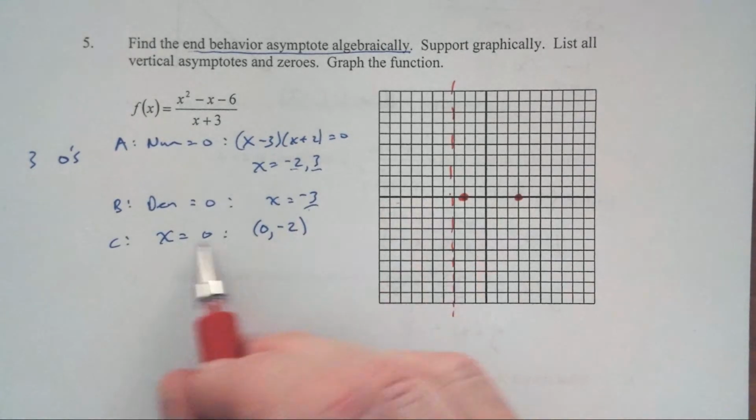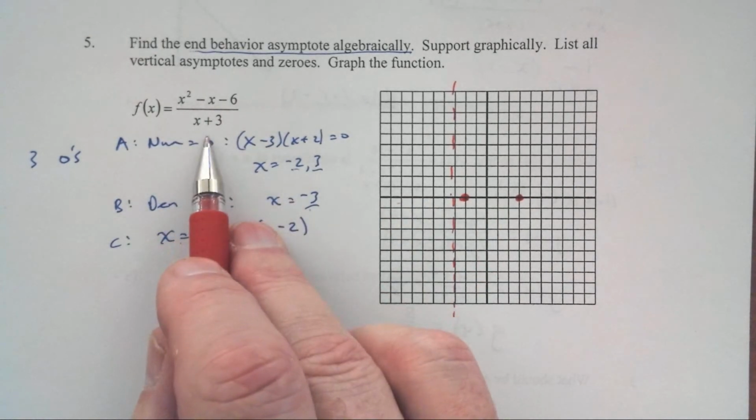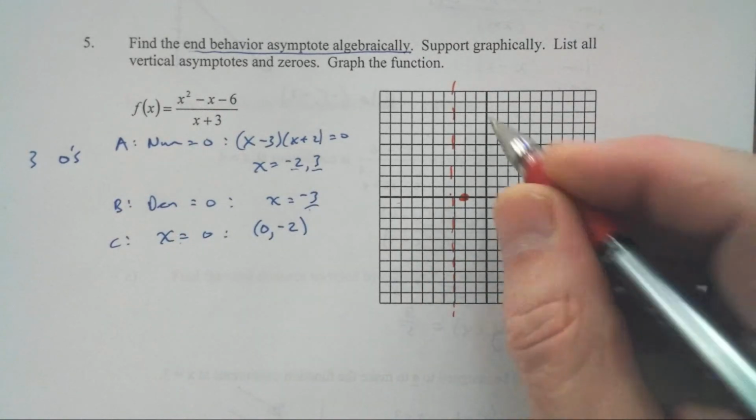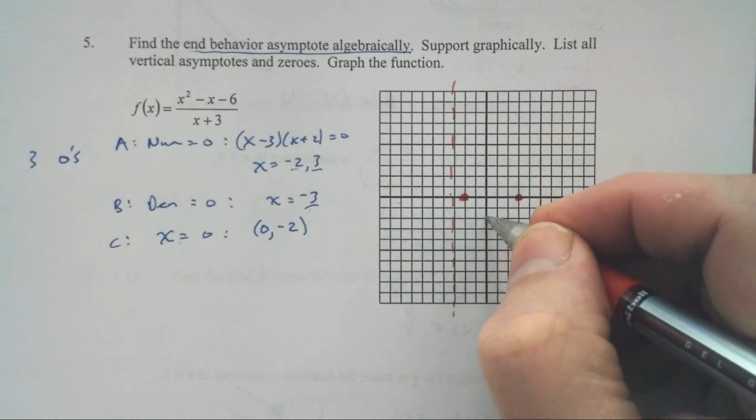I choose x equals 0 just because usually it's a really easy way to find a point. And oftentimes we're interested in what's happening on the y-axis anyway. So (0, -2) is a point there.